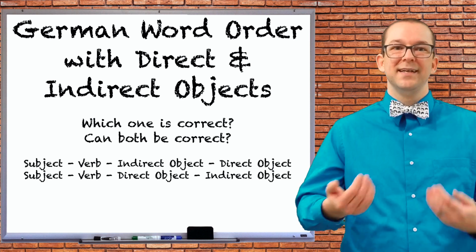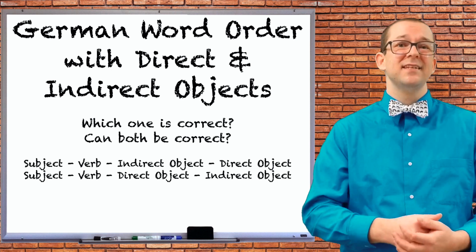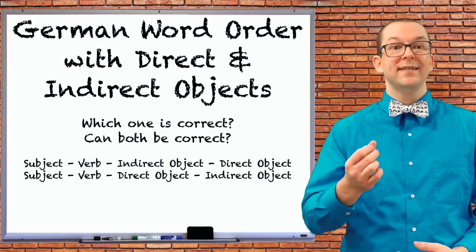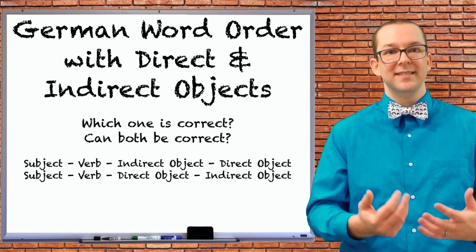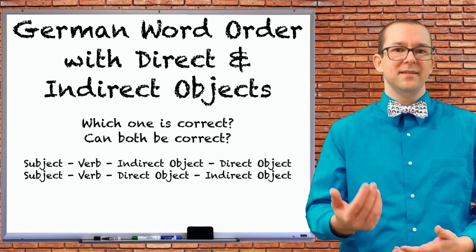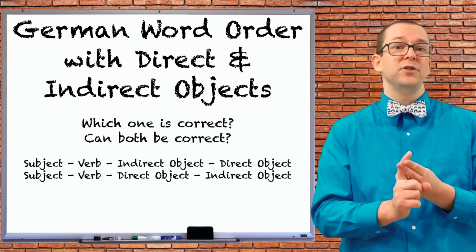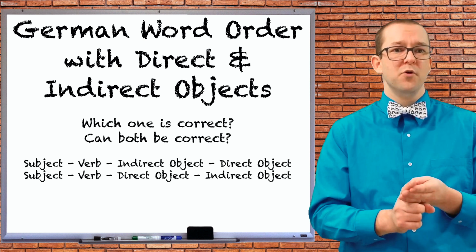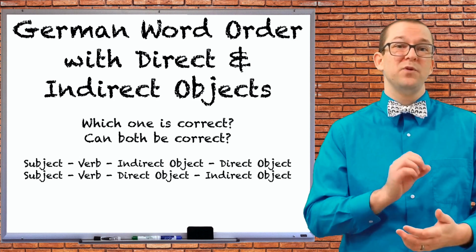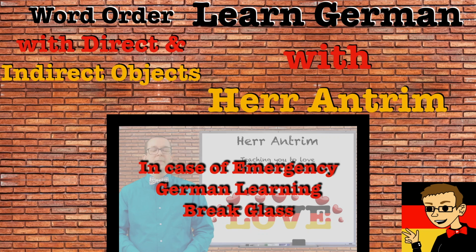Hallo Deutschlerner! Ich bin Herr Antrim, and in this lesson I will teach you where to put the direct and indirect object in a German sentence. By the time you get to the end of this video, you'll know what direct and indirect objects even are, how to use them, and how to switch up the word order in your German sentences to help you become more conversational.